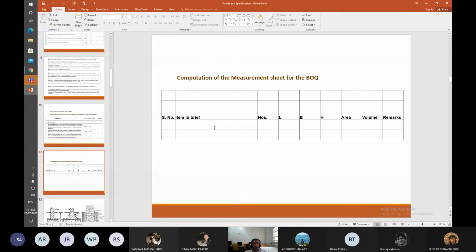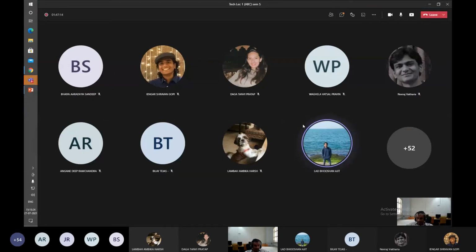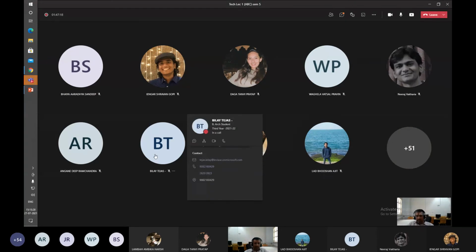Suppose you have large footings. Suppose you have 5 large footings, 7 small footings, various types of footings. The numbers will come here and volumes of the PCC will come there. Clear? Bhushan, is it clear? I hope it is clear to everybody. Tejas, are you there?